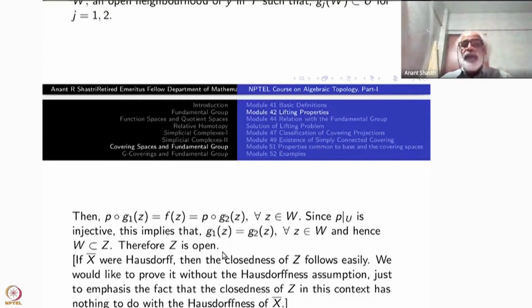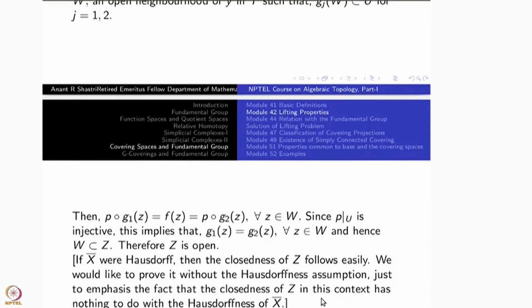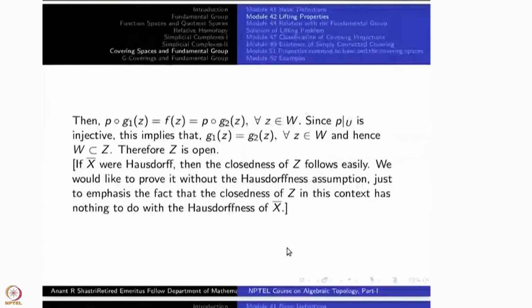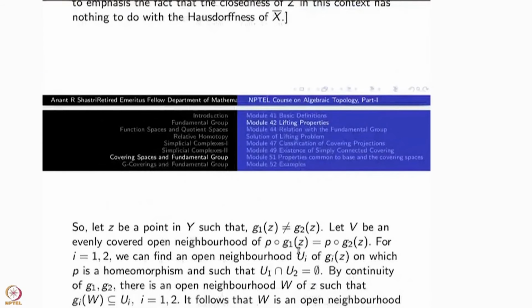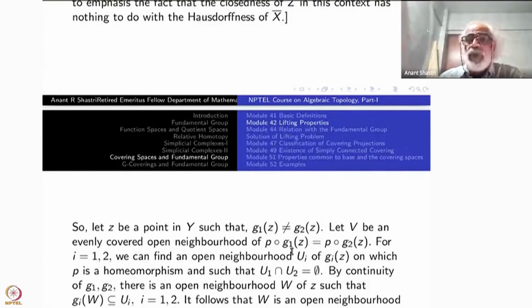If X bar were Hausdorff, then the set of points wherein two continuous functions agree is automatically a closed set. But we don't want to do that. We can do without the assumption that X bar is Hausdorff, for proving that the set Z is closed. So take a point z in Y such that g1(z) is not equal to g2(z). We have to show that this is also open. This is the complement of capital Z. So I want to show that the complement is also open now. To show that, what do I do? Let V be an evenly covered open neighborhood of P composite g1, which is equal to P composite g2.